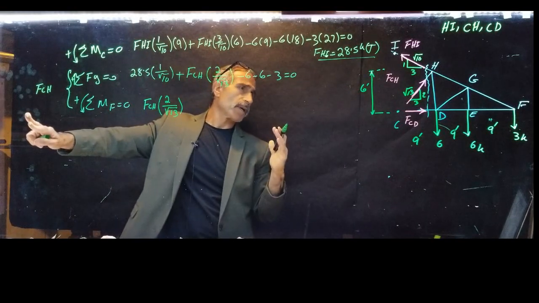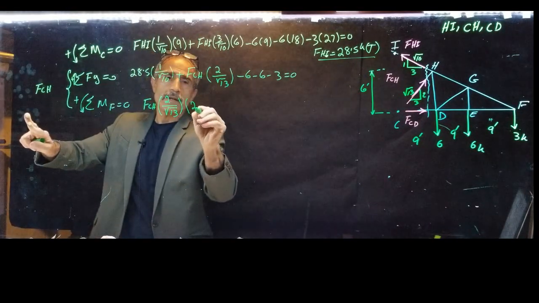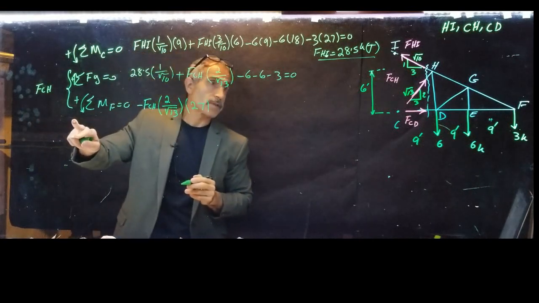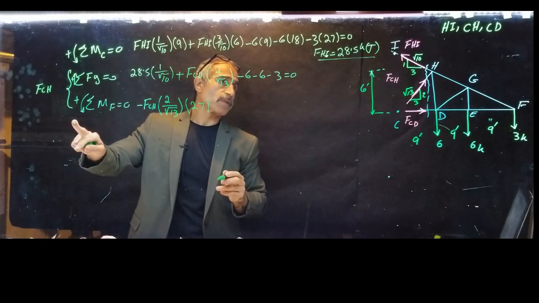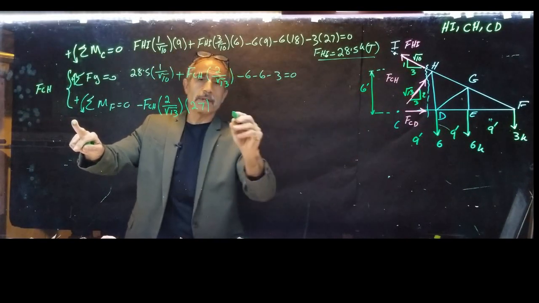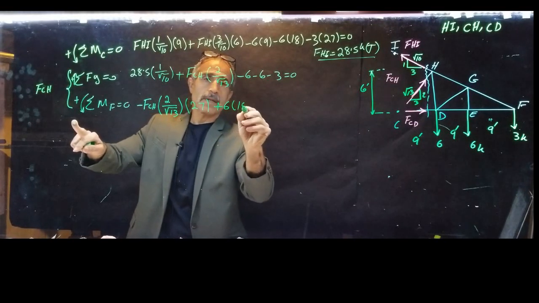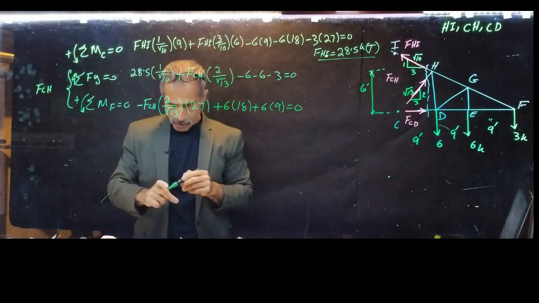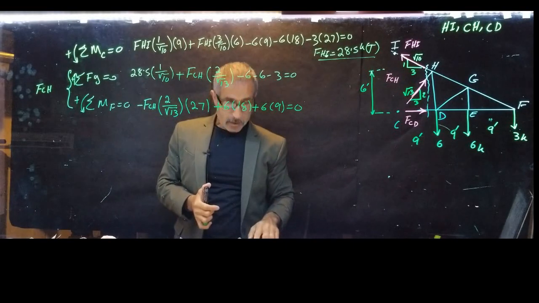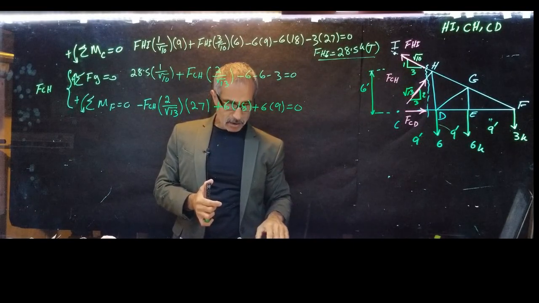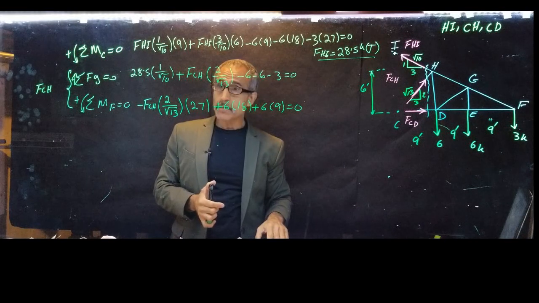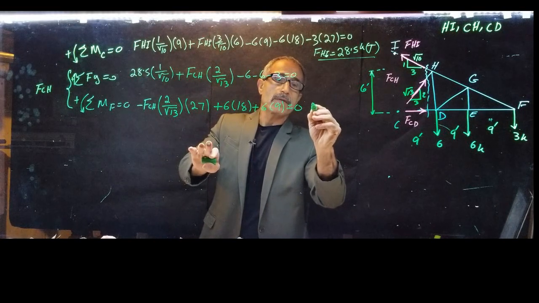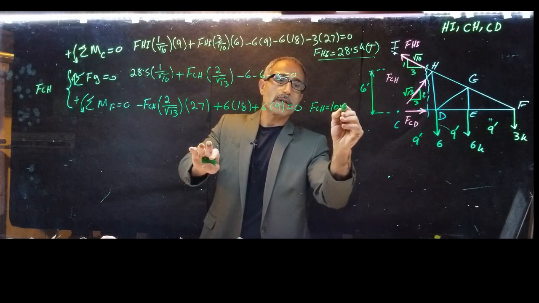And that's going to be multiplied by 27, and it's going to be negative based on our sign convention. Then taking moment about F, it's 6 times 18 plus 6 times 18 plus 6 times 9 equals 0. Do I have that? 6 times 9, 6 times 18, minus 2 on square root of 13 times 27, comes out to FCH equals 10.8. Okay, so FCH is equal to 10.8 kips.